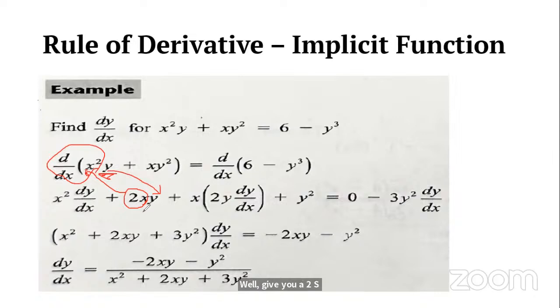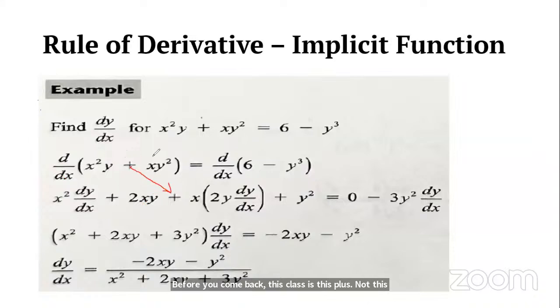Are we okay? Before you come back now, this plus is this plus, not this one here. The plus that is here is this one. So all that we've done right now is for this one alone. That's what we've done. So who can write the second differential form for me? Anyone to write the second differential form for me?